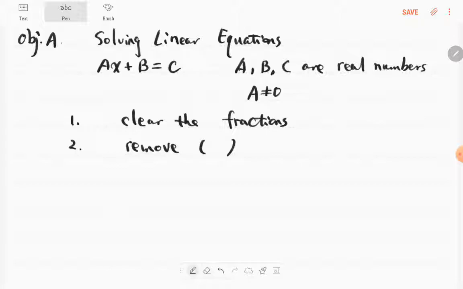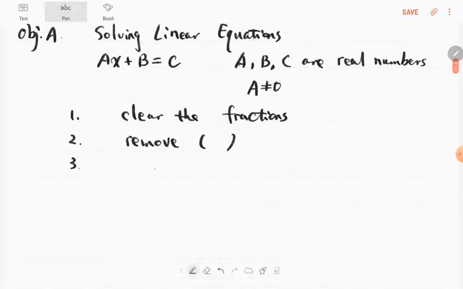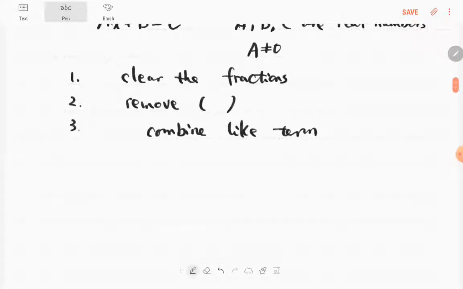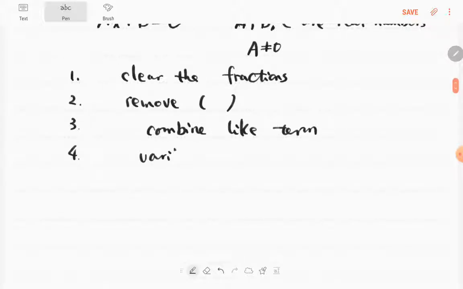How can we remove the parentheses? Of course, we should use the distributive rule. Step 3, combine like terms to simplify our equation. But step 4, we try to get the variable term on one side and the number on the other side. So variable on one side and number on the other side.